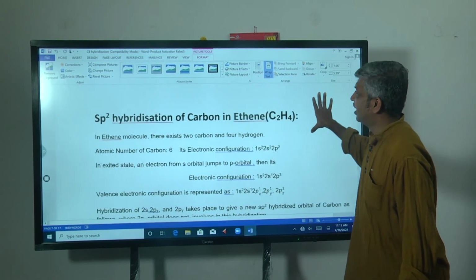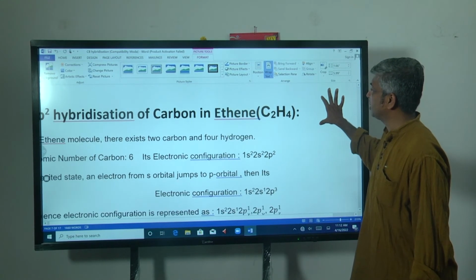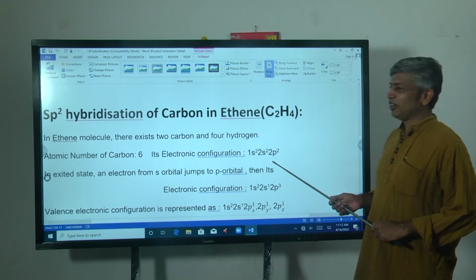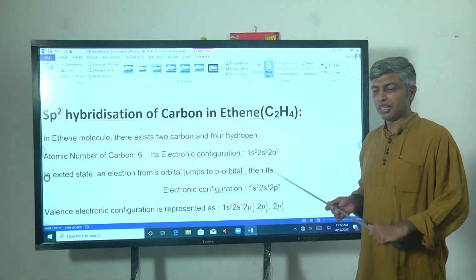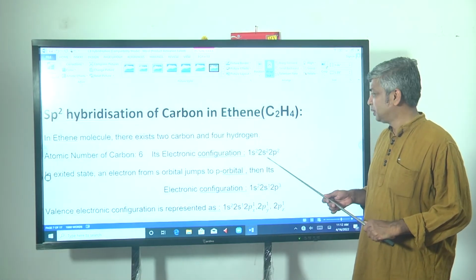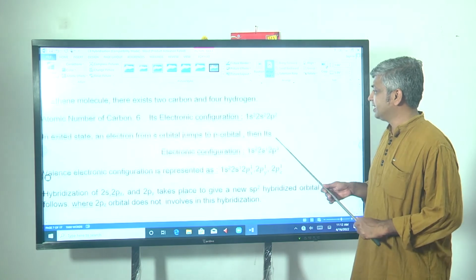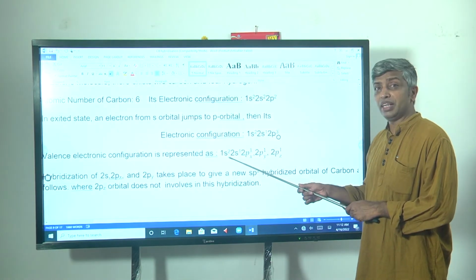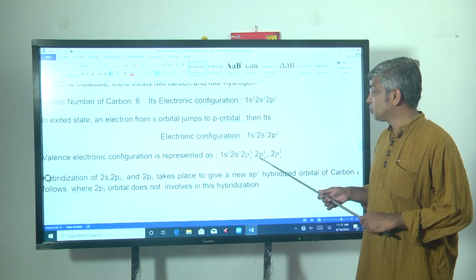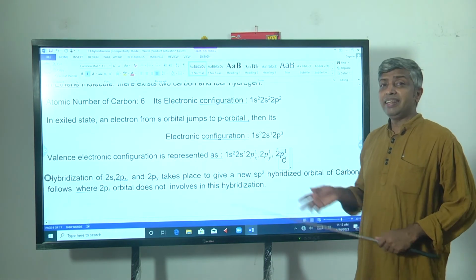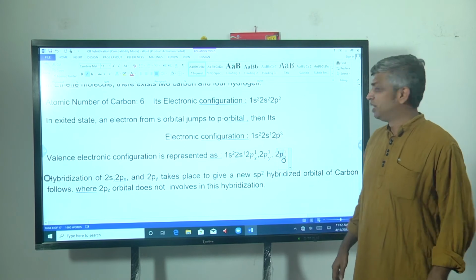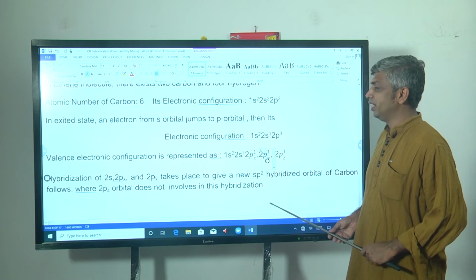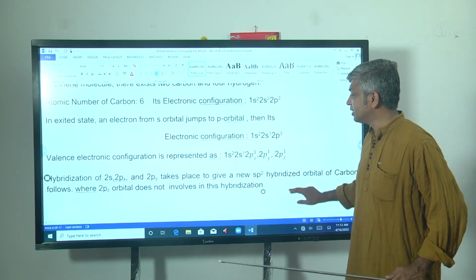Ethene is the molecular formula, and you know that 2 carbons and 4 hydrogens are present. When writing the electronic configuration of carbon, it is 1s2, 2s2, 2p2. In the excited state it is 1s2, 2s1, 2p3. The valence electronic configuration is 1s2, 2s1, 2px1, 2py1, 2pz1. In hybridization, this s orbital and the px and py are involved, whereas the other is not.